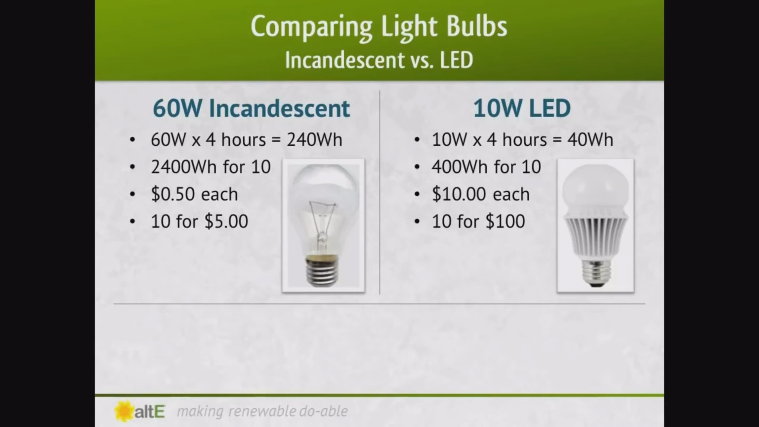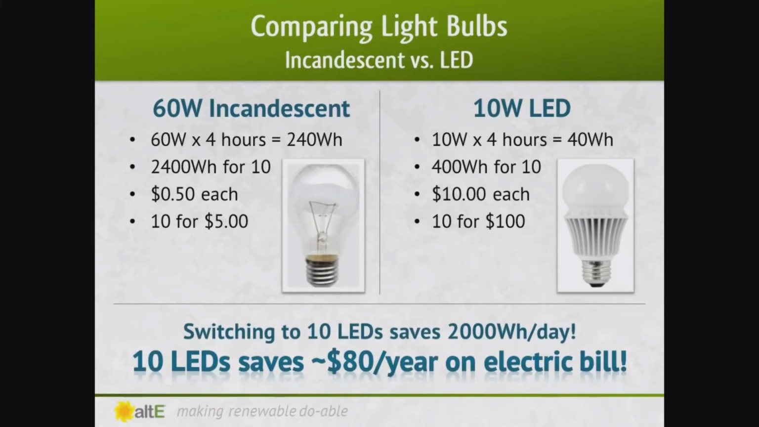But if you use those same bulbs for 4 hours a day, that would save 2,000 watt-hours a day, or 730 kilowatt-hours a year. At 11 cents a kilowatt-hour, that's an $80 a year savings. You'd have those 10 bulbs paid for in savings in 15 months, and even less time in places with higher electricity rates like New England.